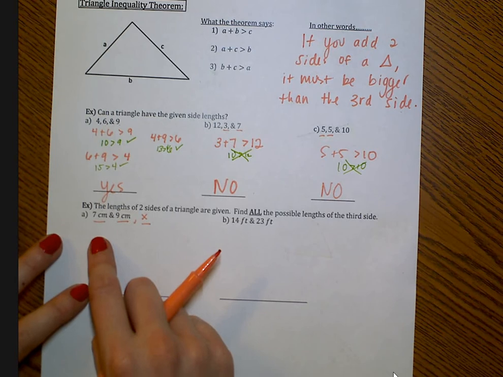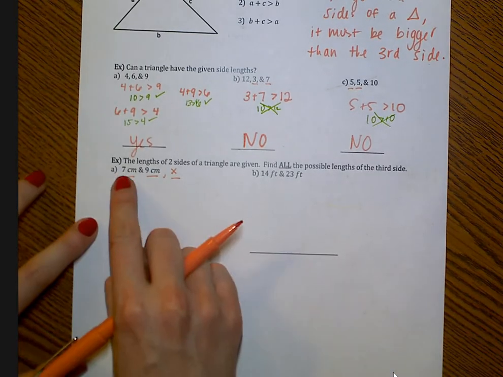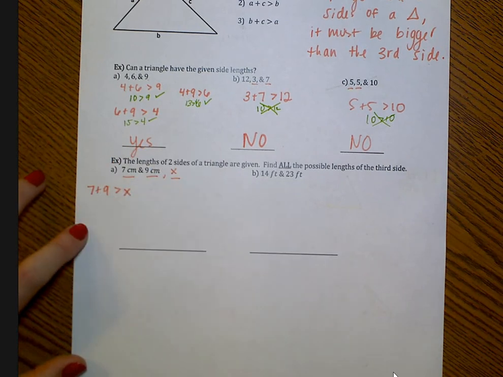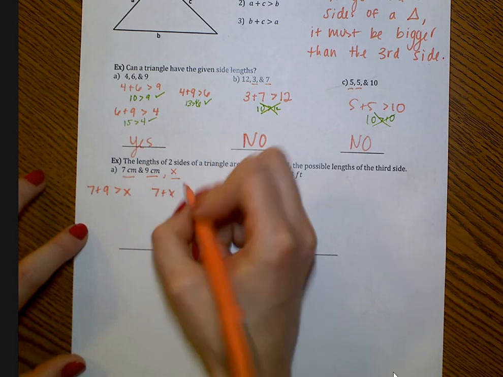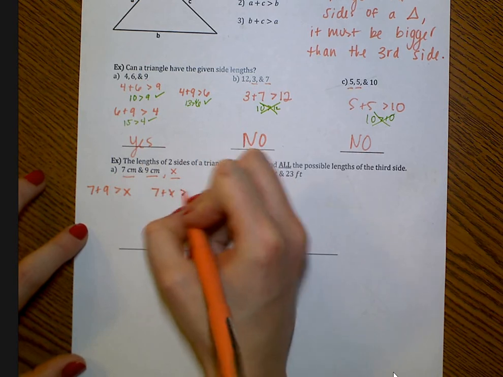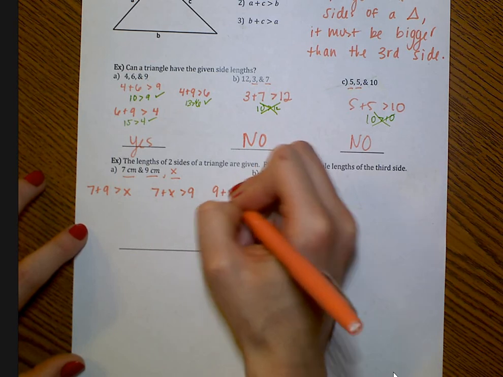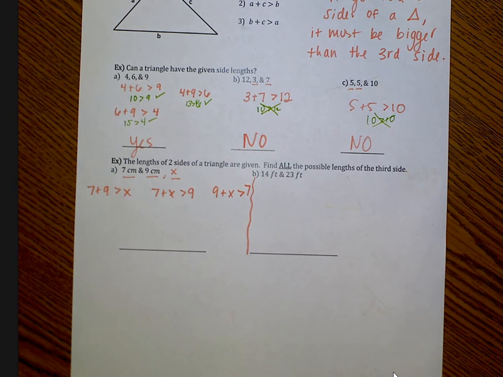I know that if I add two sides together, it has to be bigger than the third. So here's what I'm going to do. I know that if I do 7 plus 9, that should be bigger than x, the third side. If I add 7 and x, that should be bigger than 9. And I know if I add 9 plus x, that should be bigger than 7. So I kind of just did all three combinations. Add two sides together, bigger than the third. I'm going to work all these out.